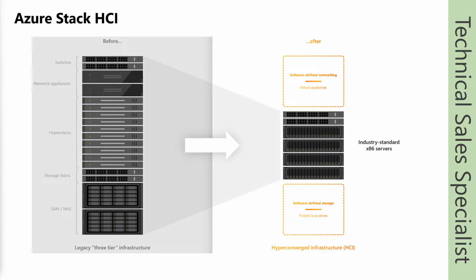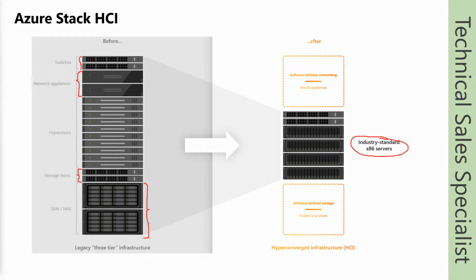In an HCI infrastructure, we are using industry standard servers to provide the virtualization for the compute, the software-defined storage, and software-defined networking. In the traditional stack, on the left-hand side, we typically have SAN systems to provide the storage functionality. Additionally, storage fabric switches to connect the storage SAN systems to the hypervisors. Additionally, network appliances and switches.